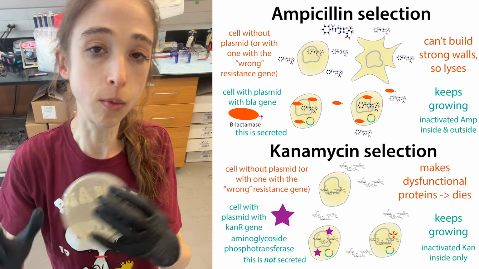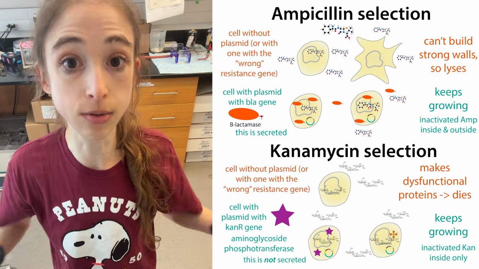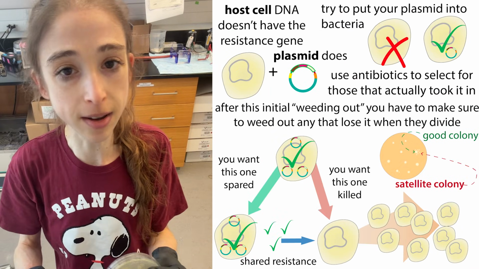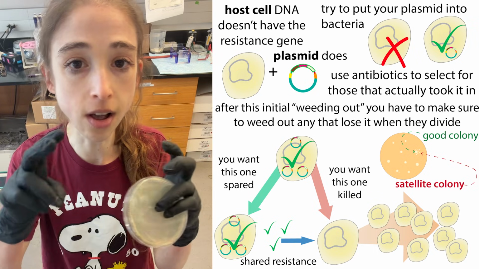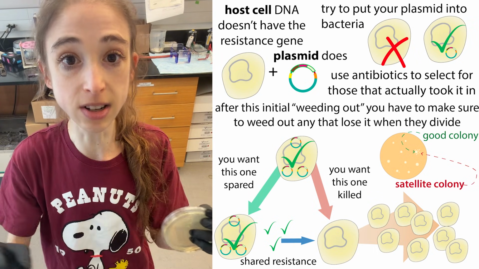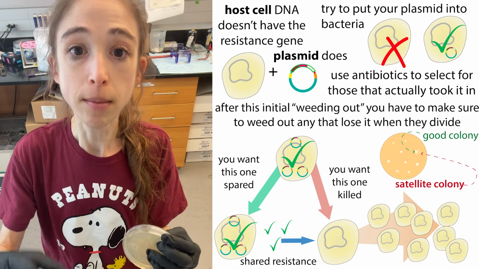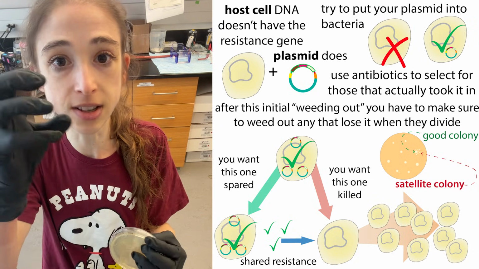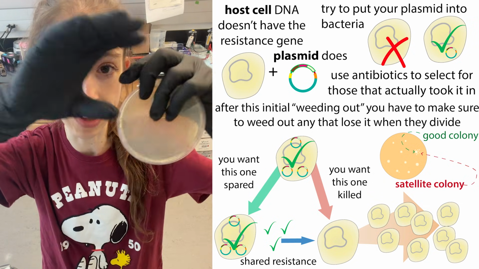And so what happens though is that it can also provide resistance to the cells around it. And so a bad thing about ampicillin is that you can get satellite colonies, and so you get big colonies and then little colonies next to it. And those little colonies next to it might be bacteria that actually lost the plasmid, but they're able to still survive because they're in the presence of that antibiotic resistance thing, that enzyme that's out there.